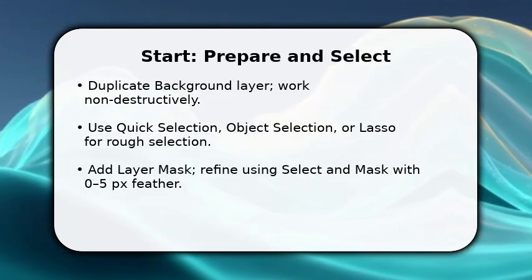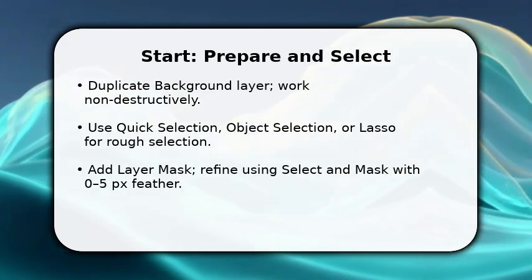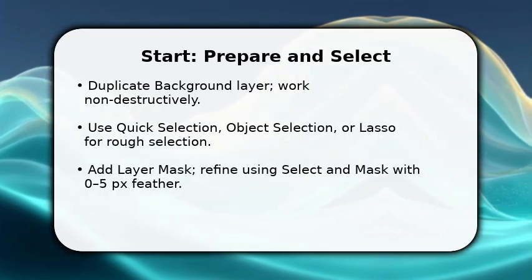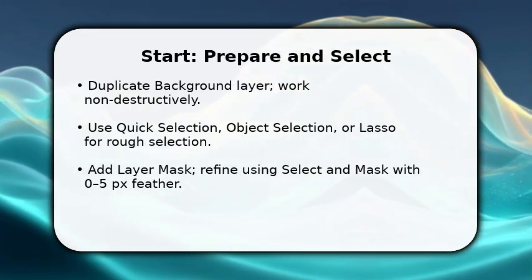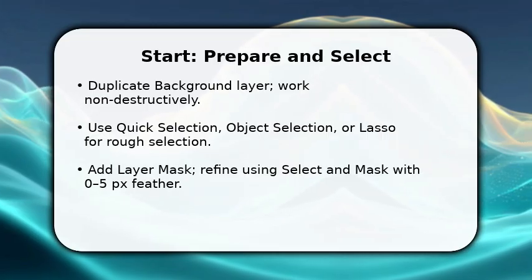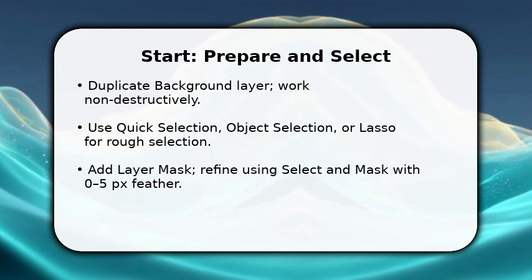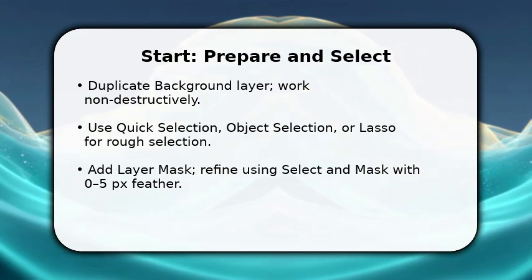Once the area is selected, click Add Layer Mask to hide the part you want gone. This preserves pixels. Now open Select and Mask to smooth and feather the mask by about 0.5 pixels so transitions blend. Make sure to work at 100% view to judge edge quality before proceeding.